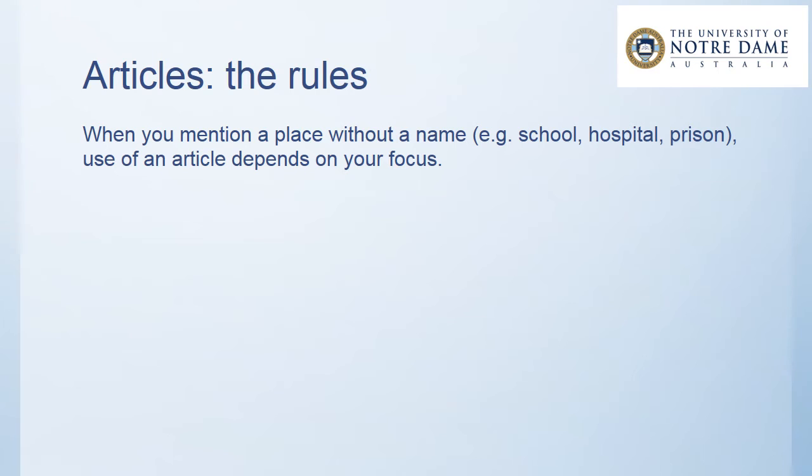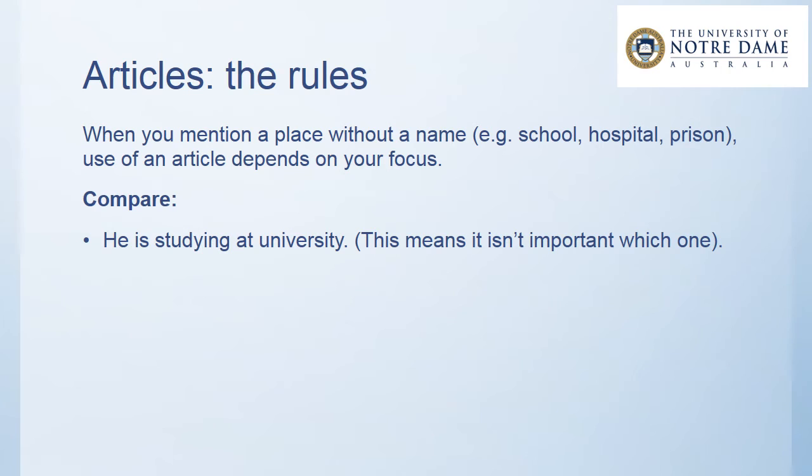When you mention a place without a name, for example, school, hospital, prison, the use of an article depends on your focus. Let me explain. Compare these two sentences. First sentence, he is studying at university. If I say that, it means it isn't important which university. The important thing is the fact that he is studying at university.